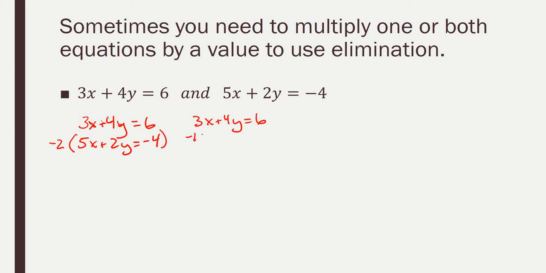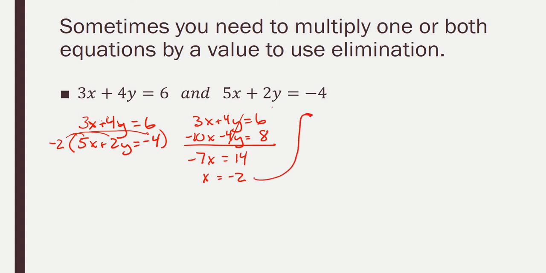And I'll get -10x minus 4y equals 8. Remember, when we multiply, we have to distribute to every piece. Now I can add my equations. -7x equals 14 and x equals -2. I can continue my elimination process using either of my original equations.